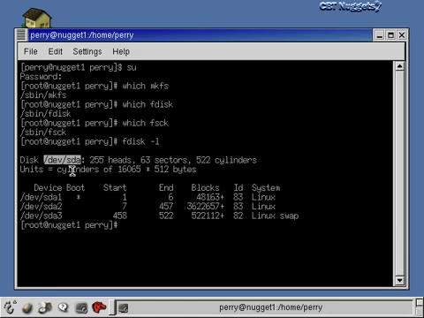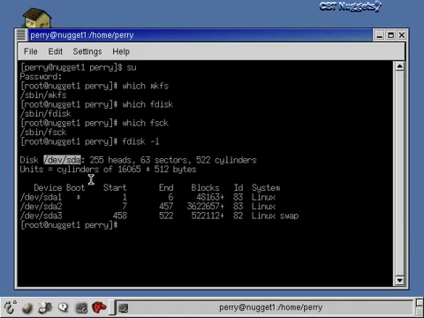Okay, what does sda mean? Well, the sd stands for a SCSI disk. If that was an hd, it would be an IDE disk. And the a stands for the first disk. So sda is the first SCSI disk, hda would be the first IDE disk, sdb would be the second SCSI disk, and so on.